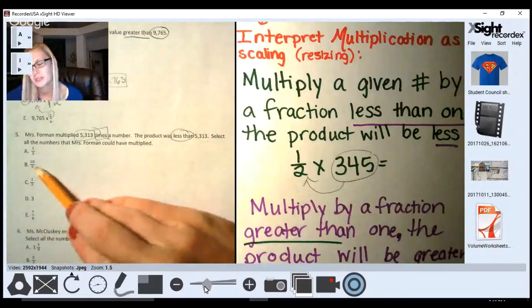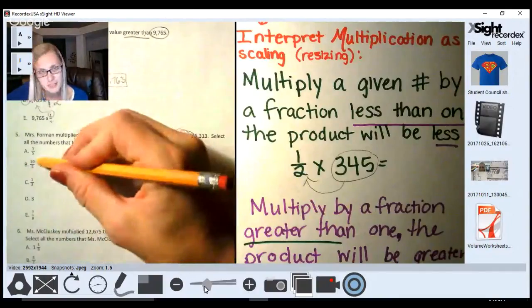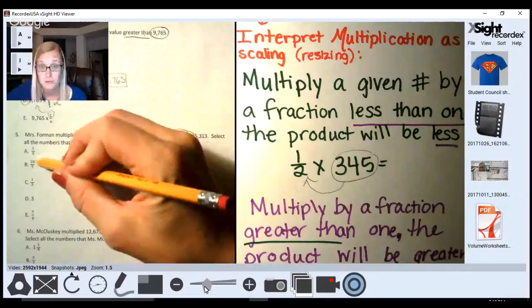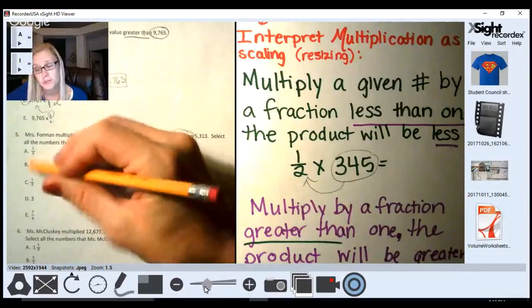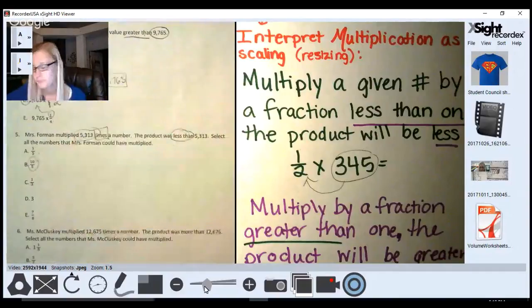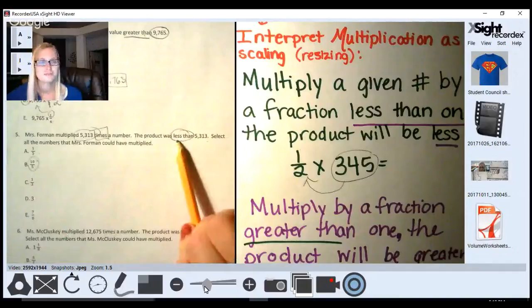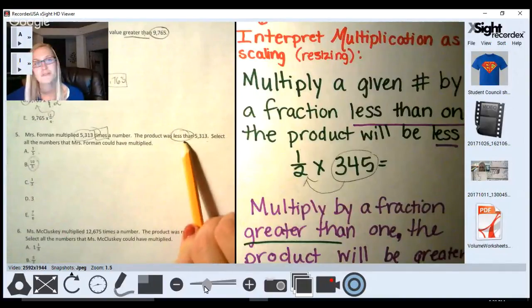Look at B. Does B work? My numerator is greater than my denominator, which means it's a fraction greater than 1. And if I were to try to regroup this into a mixed number, it would actually go in 2 times evenly. So if it went in 2 times evenly, would B work? Right, B would not work because B is a fraction greater than 1 and I'm looking for less than.